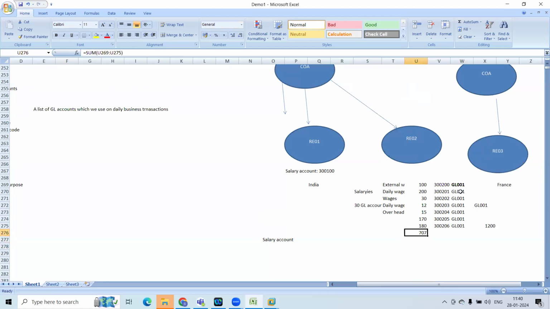So altogether it is like 707. If you take the total of all these together, 707, and if you consider only GL001, that's your group GL account, that will also come to 707, as it is also updating with each GL. We assigned this group GL to these operational GL accounts, so it will also update the group GL account. Not clear?